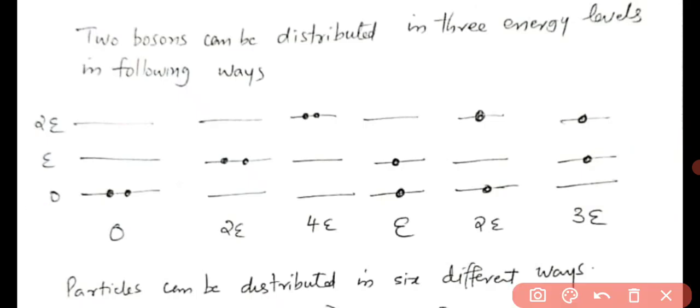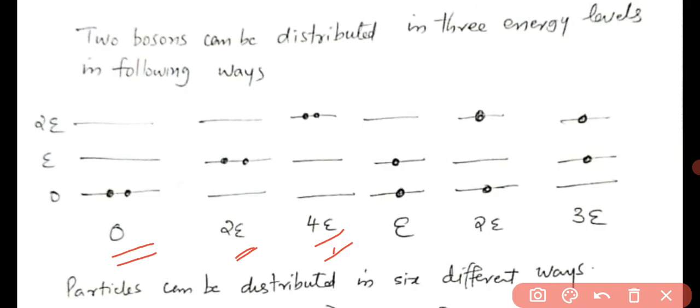Here the total energy is 0 because 2 particles are in the 0 energy level. Here the total energy is 2 epsilon since the 2 particles are in the energy level epsilon. Here the total energy is 4 epsilon because 2 particles are in this energy level.